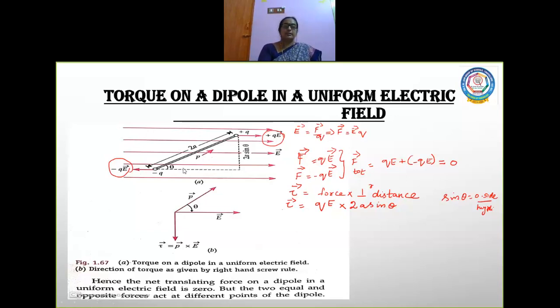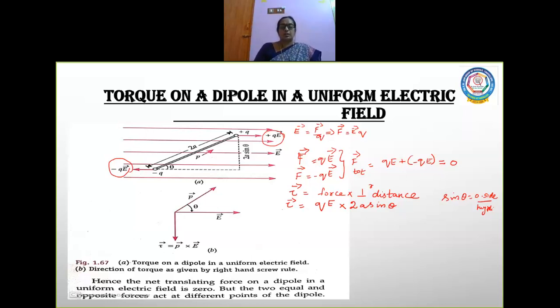So when you take the sine theta, opposite side, let us take this distance as OC. Now the hypotenuse is this 2a. So when you take this distance, this will be 2a sine theta. So I have substituted the value of perpendicular distance to be 2a sine theta. So this is the torque that is experienced by a dipole when it is kept in an electric field.